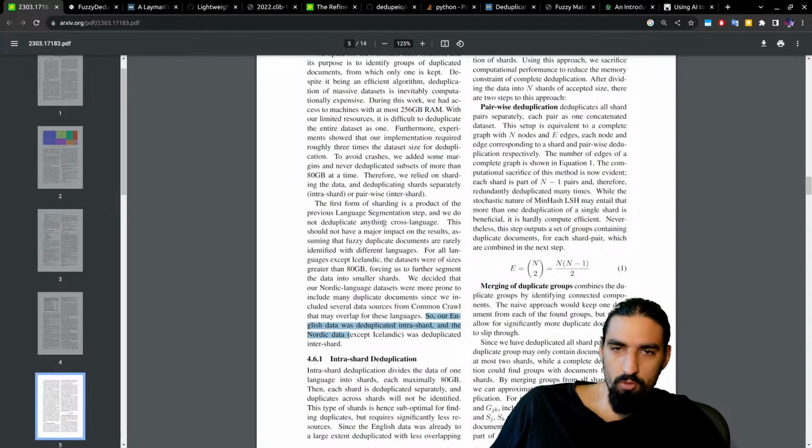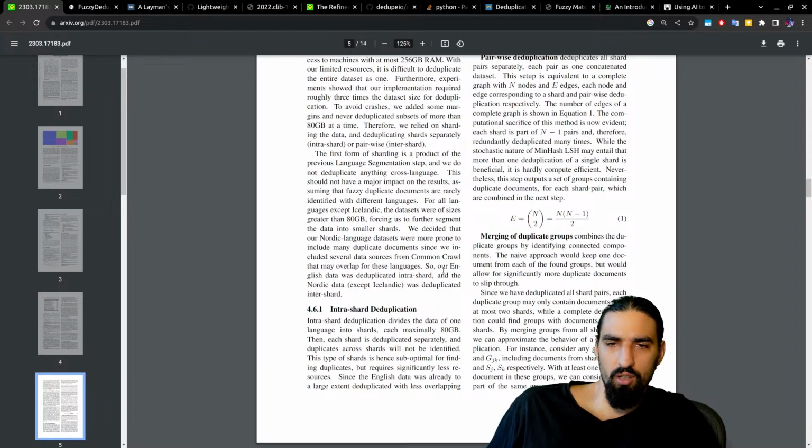So the first form of sharding is a product of the previous language segmentation, and we do not deduplicate anything cross-language. Okay, so every language was bigger than 80 gigabytes except for Icelandic, so they had to further shard. We decided that our Nordic language datasets were more prone to include many duplicate documents, since we included several data sources from Common Crawl.